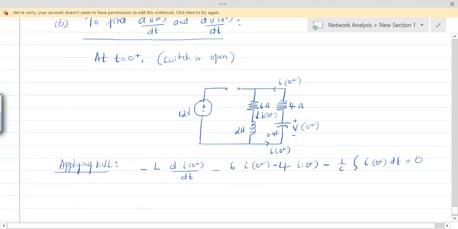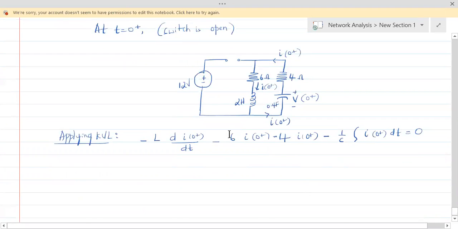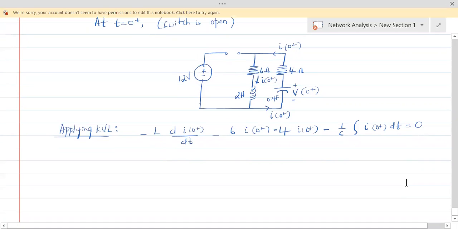equal to 0. Every term has a negative sign because I'm moving in this direction and the current is moving in the opposite direction. Since every term has got a negative sign, you can multiply the whole equation by -1 and make all the terms have positive signs. So how would that look like? This further implies, what is L? L is 2 Henries. 2 into di of 0 plus by dt.